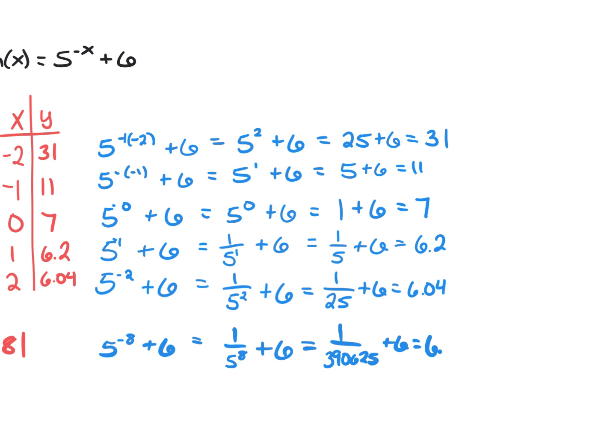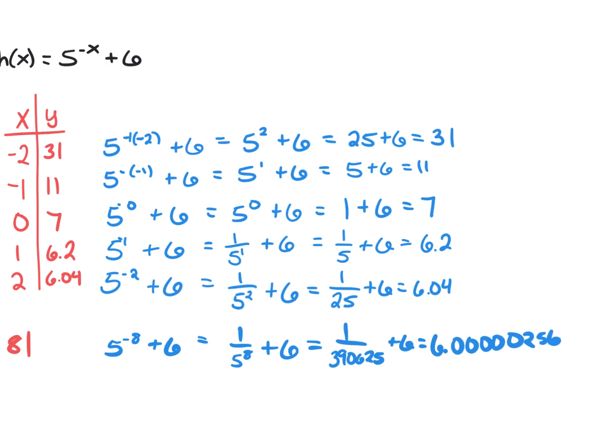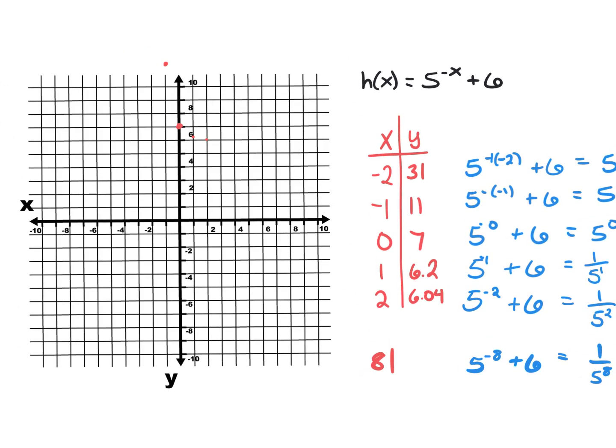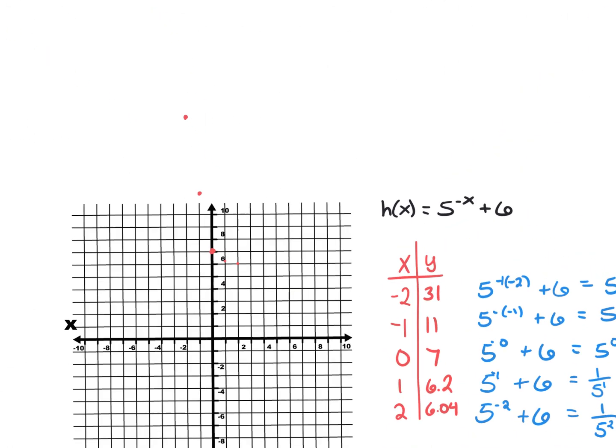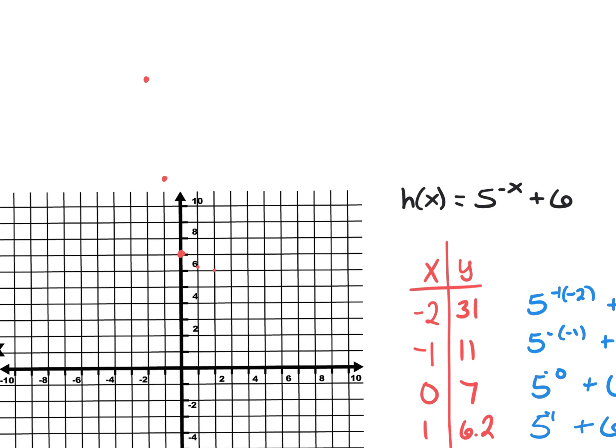This gives us 6.000000256. Okay, so do you agree, if I zoom in really far here, it's going to be right there, getting as close to there as we possibly can. So what we just noticed, the farther we move to the right, are we ever going to go below 6? No.